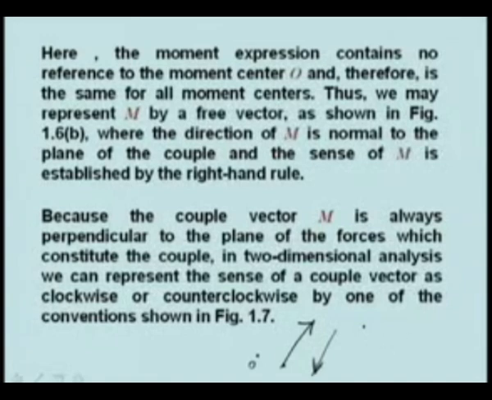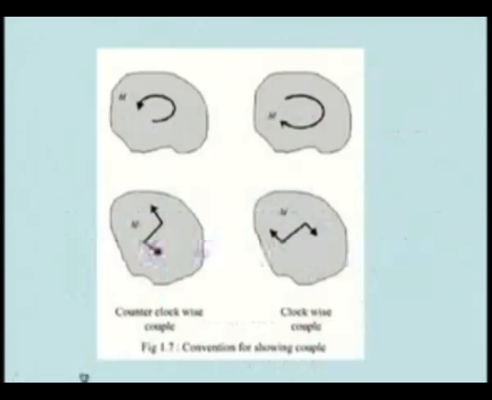Maybe an anti-clockwise couple can be considered positive, because the couple vector M is always perpendicular to the plane of the forces which constitute the couple. In two-dimensional analysis, we can represent the sense of a couple vector as clockwise or counterclockwise by one of the conventions. Now, this is a counterclockwise couple, we have just made this type of convention, and this is a clockwise couple. We can also represent it like this, counterclockwise couple, like this, clockwise couple. It is a free vector, it can be shown at any location. That means, even here I can show it like this.